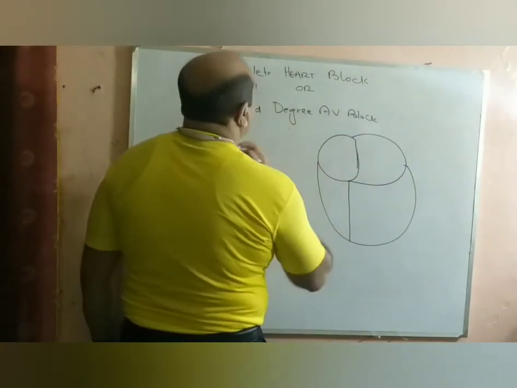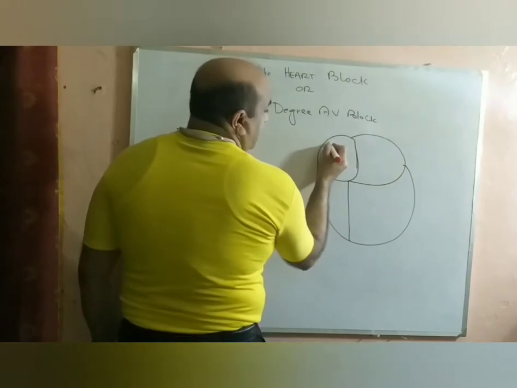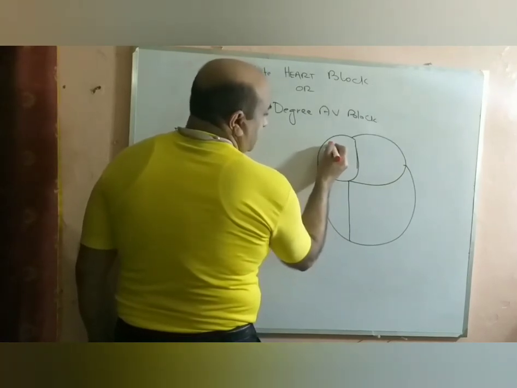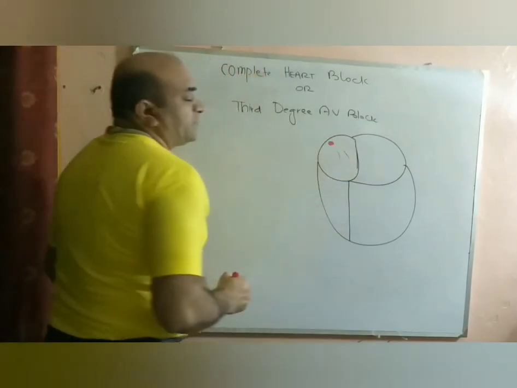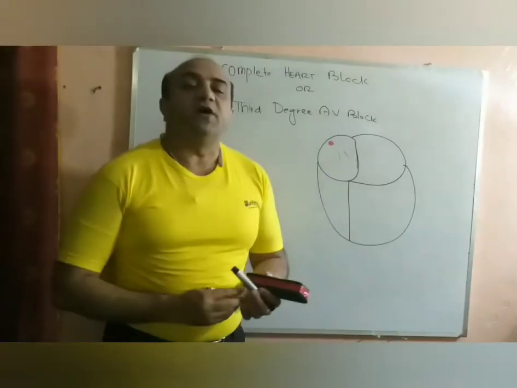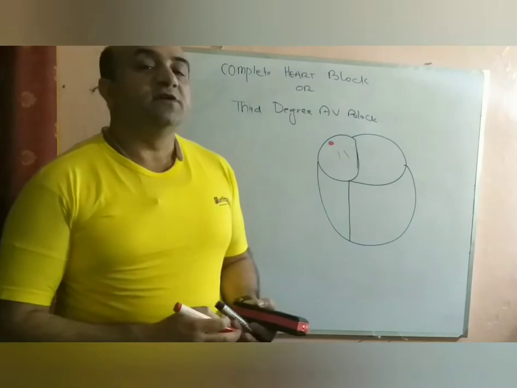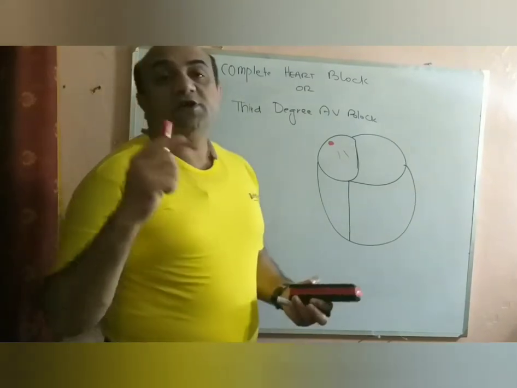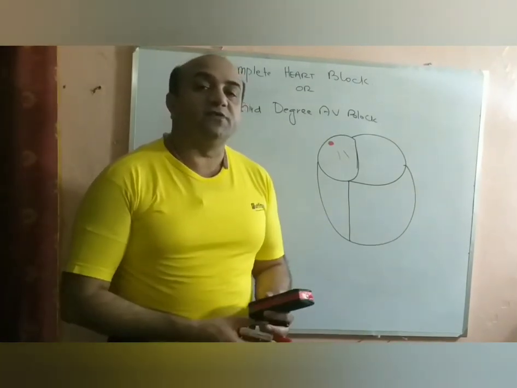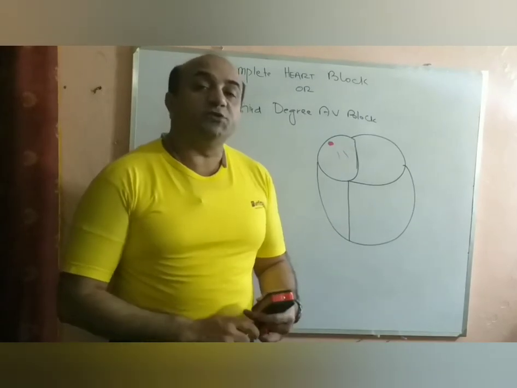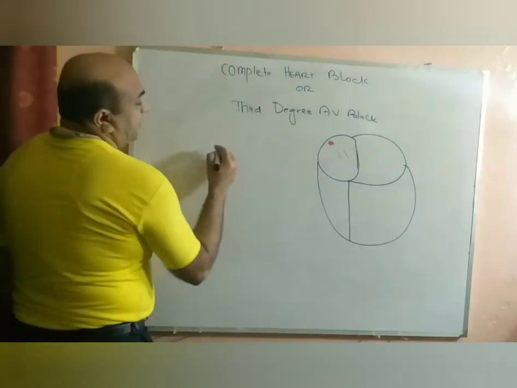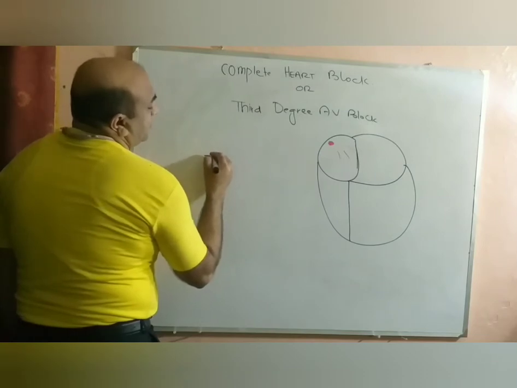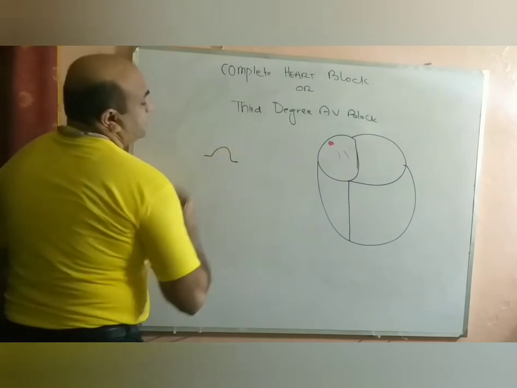Normally, the SA node automatically generates impulses at a rate of 60 to 90 times per minute, and these impulses pass through Bachmann tracts and enter the atrial muscles, and they cause the depolarization of both atria simultaneously, and it generates the P wave on the ECG paper.